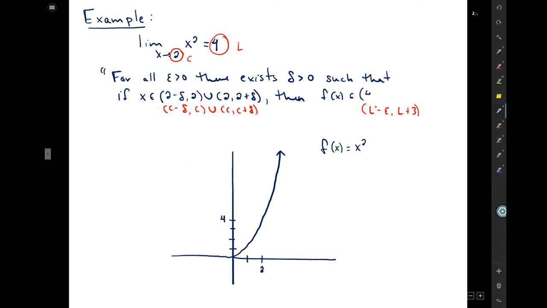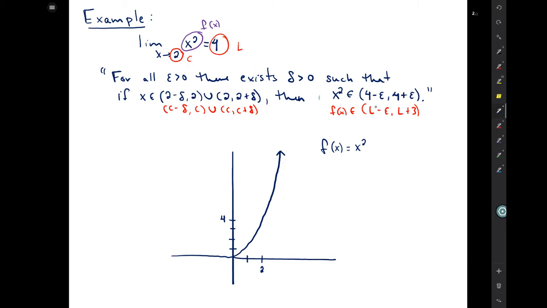I have 4 minus epsilon and 4 plus epsilon. And we don't just have f of x either, right? In our definition we had f of x is in there, so we weren't actually done yet. I look back at my original problem and say, oh, here's f of x. F of x is x squared. So I shouldn't leave this as f of x. I should say x squared is in this interval 4 minus epsilon to 4 plus epsilon.